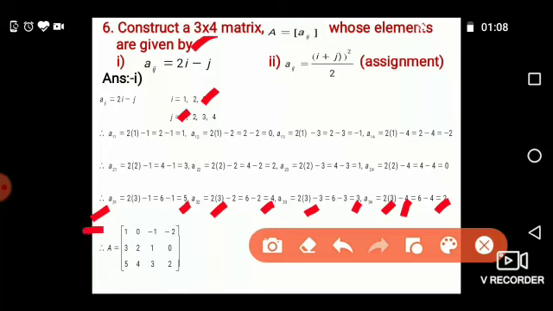Therefore, A has the elements in the first row 1, 0, minus 1, minus 2. Second row elements are 3, 2, 1, 0. The last row elements are 5, 4, 3, 2. Therefore, this is a matrix of order 3 cross 4.